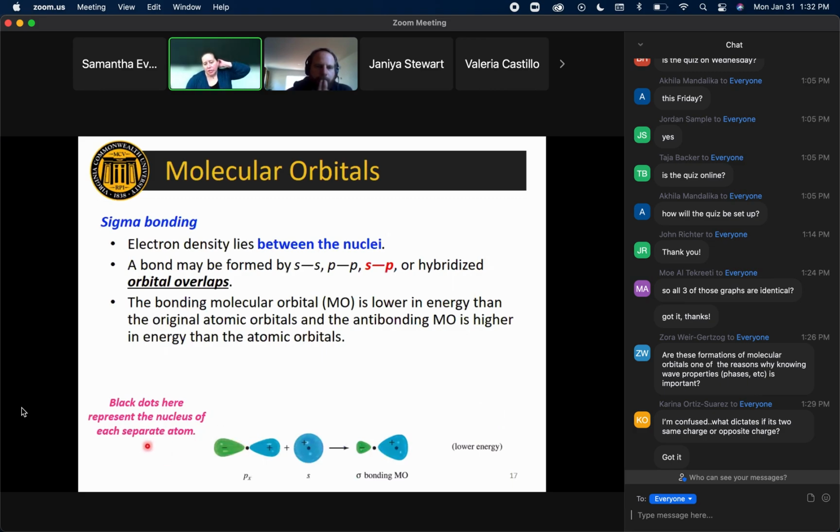So keep in mind, we're making molecular orbitals, which means we're bringing atomic orbitals together to make a bond between two atoms. So each of these black dots represents the nucleus of a different atom. All right, this could be a carbon and a hydrogen, or a carbon and a carbon. It could be any two atoms, but they're two different atoms. And so what we've just done by bringing together this px orbital with this s orbital is to create a sigma bonding molecular orbital that has a little bit different of a shape, because it reflects the shapes of the orbitals that were used to make it.